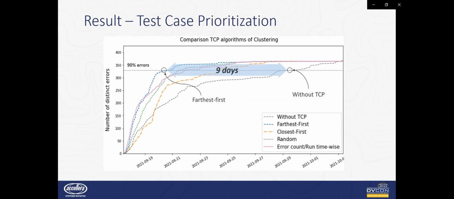Of all the prioritization methods in our proposed system, the farthest first method shows the best performance in achieving the goal. This result was quite surprising to our team, as we expected the error count and runtime-aware algorithm to perform best of all algorithms. Our proposed algorithm can reduce the overall verification time by 9 days compared to the conventional time-consuming approach. Results from this data indicate that errors can be found as quickly as possible when selecting test cases from the farthest distance from the centroid.